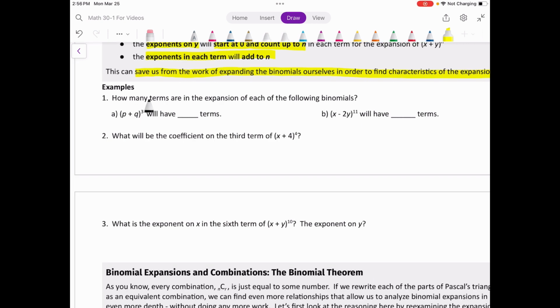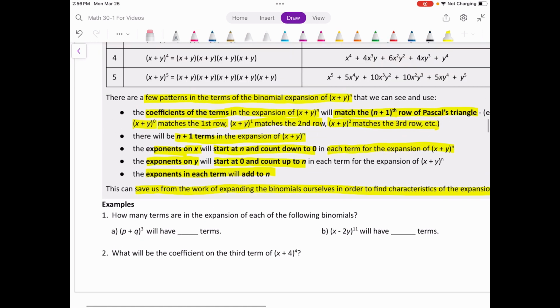All right, so first up here, it asks us, how many terms are in the expansion of each of the following binomials? So p plus q cubed. Well, remember, it's always going to have n plus 1 terms, right? P plus q to the power of 0 would just have 1 term. It would be 1. P plus q to the power of 1 would have 2 terms. It would be p plus q, 1, 2, right? P plus q squared would have 3 terms. P plus q to the power of 3 will have 4 terms, right? Our n is 3, and it's always going to have n plus 1 terms.